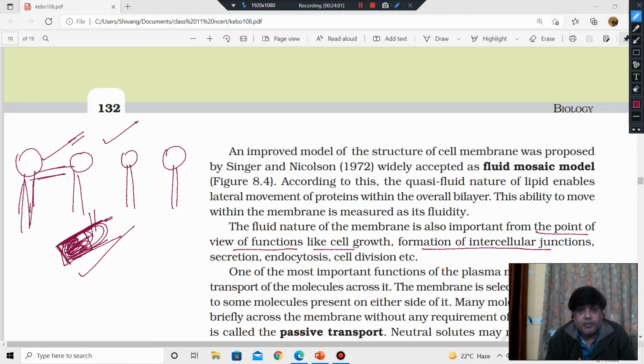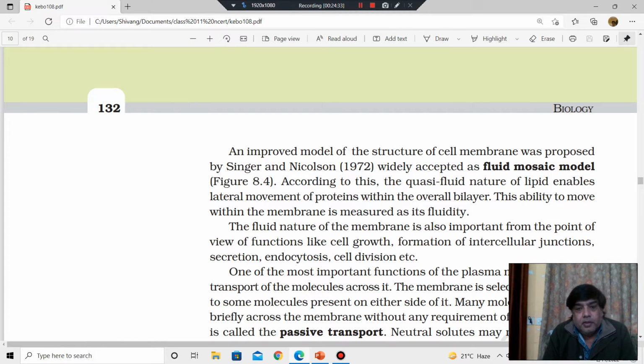Formation of intercellular junction between two cells, keeping the fact in mind that this cell membrane is fluid in nature. Secretion, endocytosis and cell division can also be explained on this behalf. तो इस तरह से हम लोग देखते हैं कि फ्लूइड नेचर जो है, on the basis of fluid nature we can explain the different functions of cell membrane like cell growth, formation of intercellular junction, secretion, endocytosis, cell division, etc.